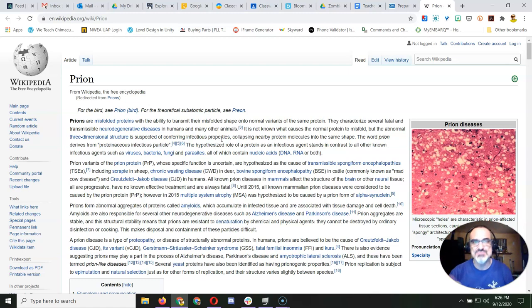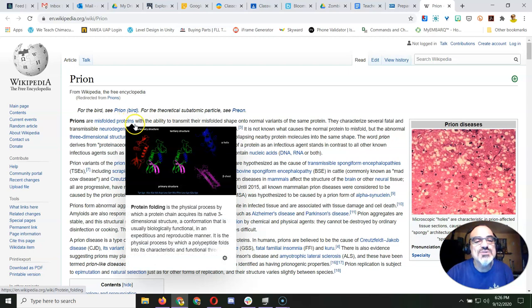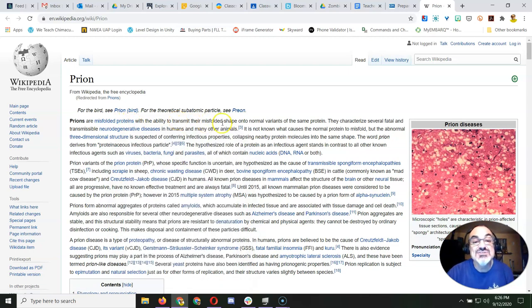That's why you have to eat proteins, whether you get plant-based protein or animal-based proteins, like chicken, beef, pork. Those are animal-based. And if you're a vegan or a vegetarian, you've got to make sure you get your beans and lentils and plant food that has the amino acids to make all the proteins you need. So the problem with these misfolded proteins is they have the ability to transmit that misfolded shape onto normal variants of the same protein. So they get the good protein and they make them have the bad shape.